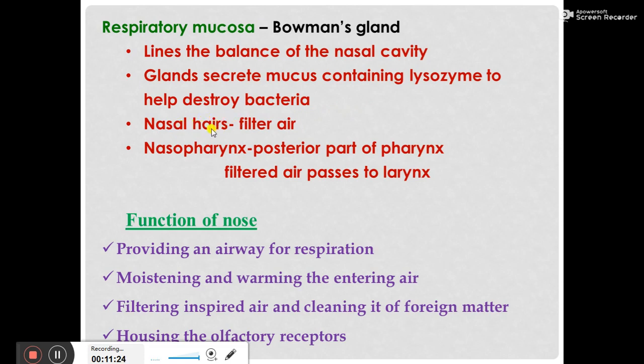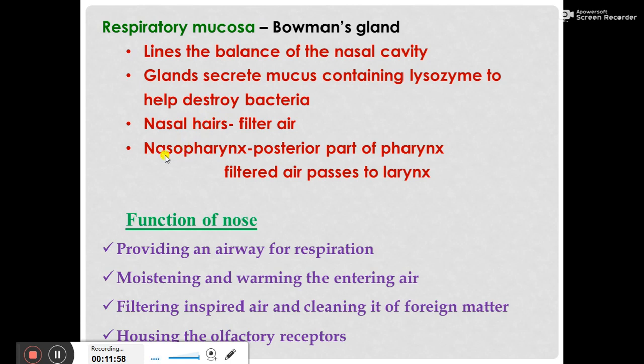Next, the nose also shows nasal hairs. Nasal hairs help in the filtration of air. They do not allow heavy particles to enter along with the air into the respiratory tract. These heavy particles are trapped in the nasal hairs. It is said that particulate matter above the size of 5 microns is trapped in the nasal hairs, or we can say in the upper respiratory tract, which is the conducting zone.